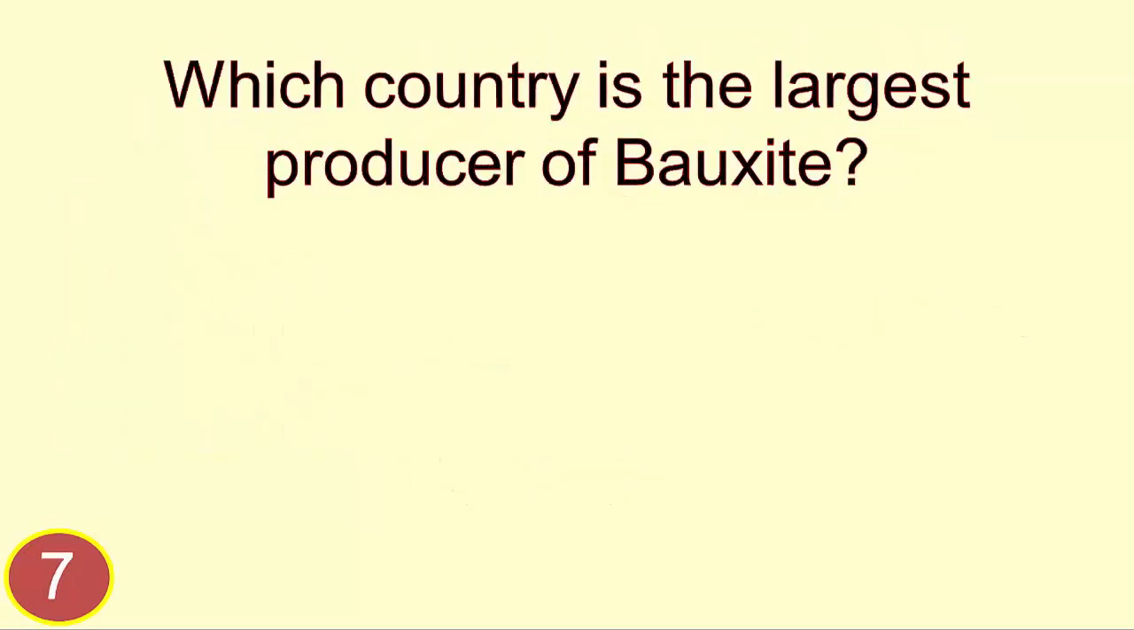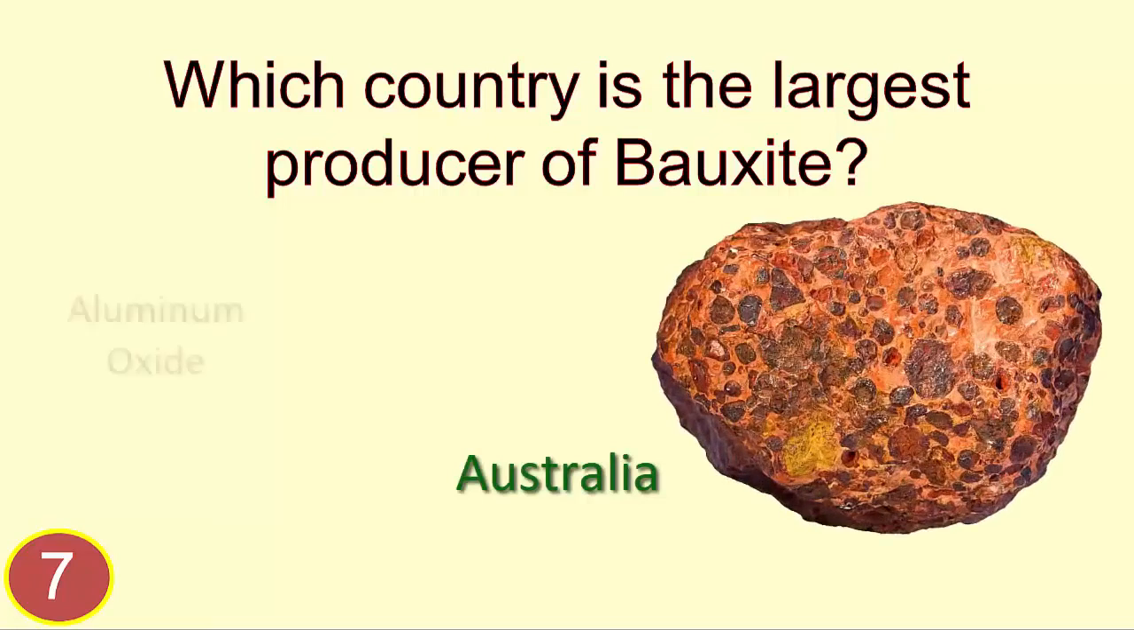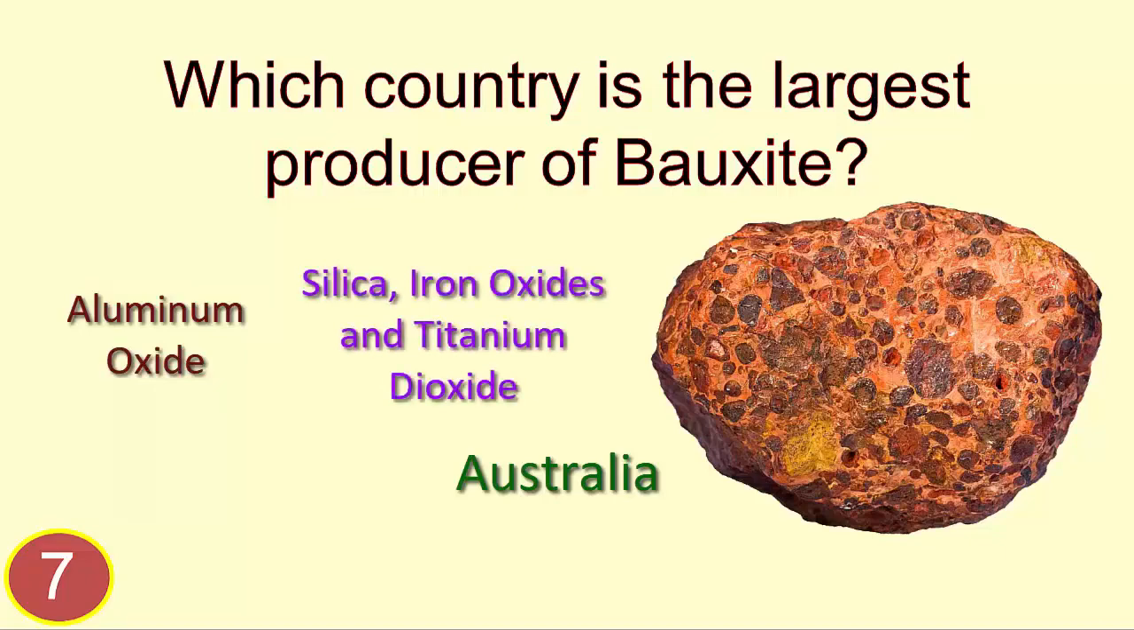Which country is the largest producer of bauxite? Answer is Australia. Bauxite is primarily comprised of aluminium oxide compounds, alumina, silica, iron oxides and titanium dioxide.